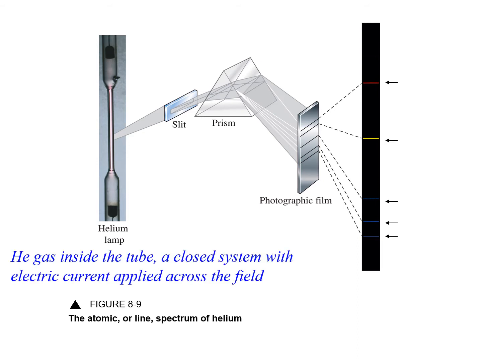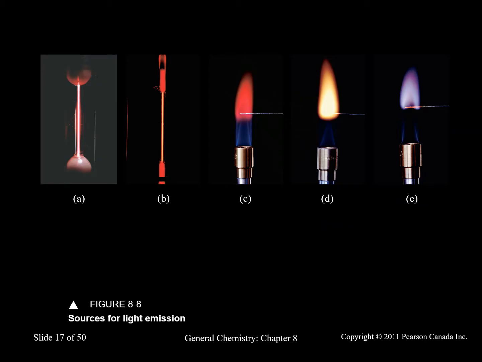So helium gas, as I said, in the tube is a closed system, and that's the distinct frequencies for helium. And so hydrogen would have a different emission spectrum than helium, which would have a different emission spectrum than the rest of the elements in the periodic table. So looking at sources of light emission, of course we had our helium, and we have neon, so on and so forth.